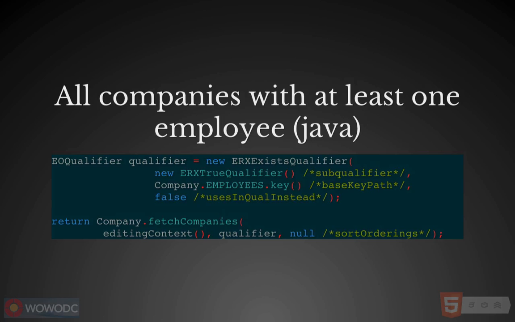If we want to find all companies with at least one employee, all we have to do is follow the company.employees to jump over the chasm. And then we just say a true qualifier. Actually, we don't even have to say that. We can just say null. It won't matter. That gives us existence. That is the essence, right? That's an exist qualifier.